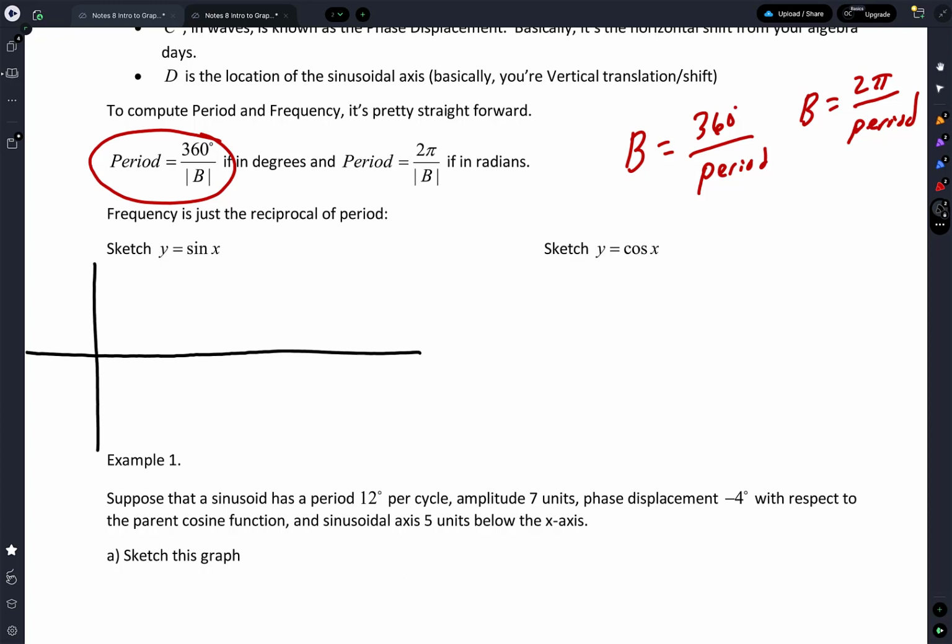Okay, go ahead and draw that grid. I'm going to say that's negative 90 degrees, and I'm going to try to make it consistent. I'm going to go by 90. I'm going to say this is a max of 1 up there, and here's my min of negative 1.